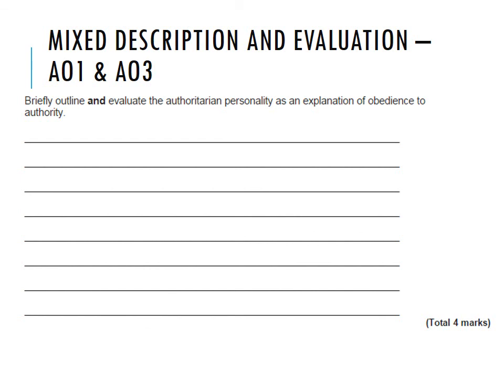So a weakness of the authoritarian personality is that it is not able to fully explain a whole culture or subgroup. So it can't explain Nazi Germany. It is unlikely that the whole of Germany had an authoritarian personality.